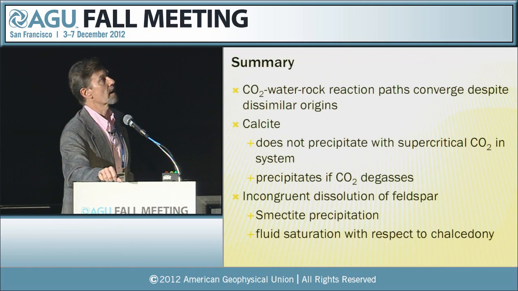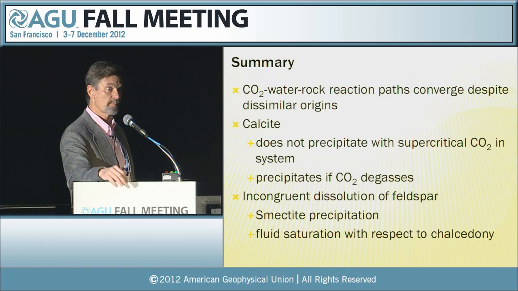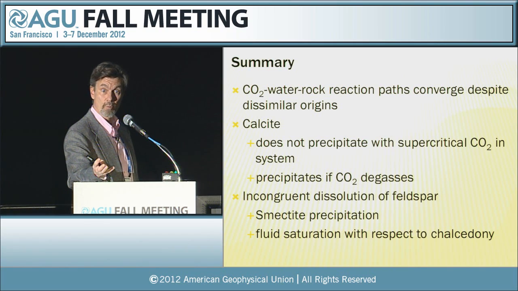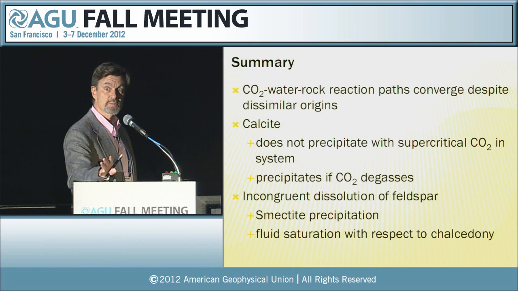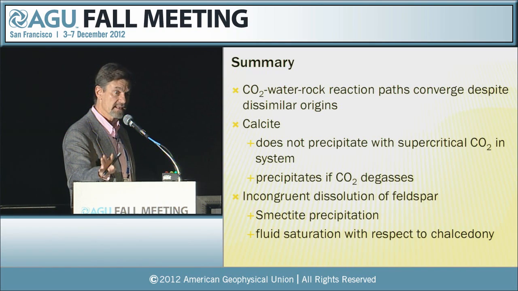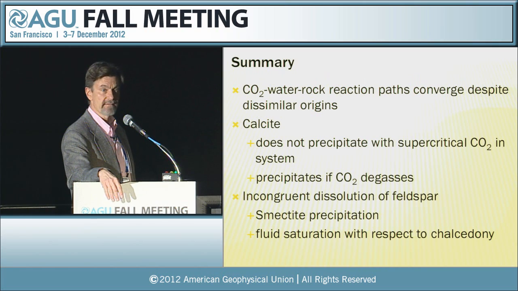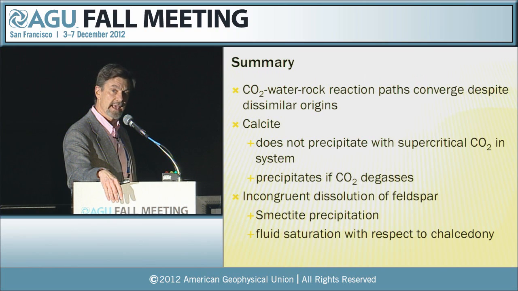So to sum things up, there can be a diversity of reaction paths, in other words, water-rock evolution of different granitic water systems, but those become uniform once CO2 is added. Reaction paths converge, and moving forward, many different systems will behave very similarly. Calcite does not precipitate while CO2 is an active part of this system, but can if there's degassing or later on in the CO2 EGS.